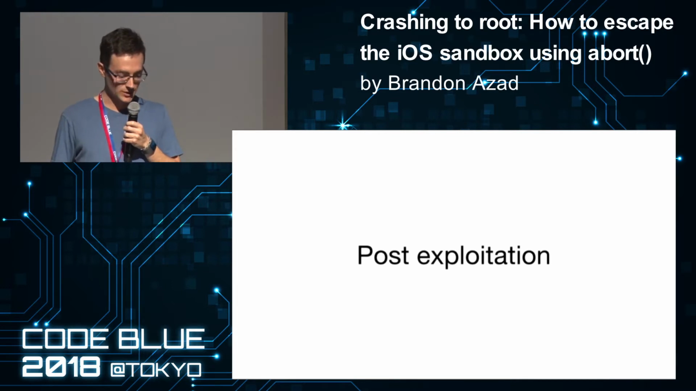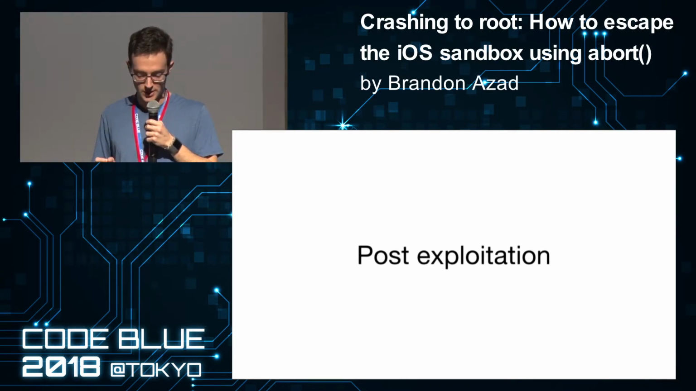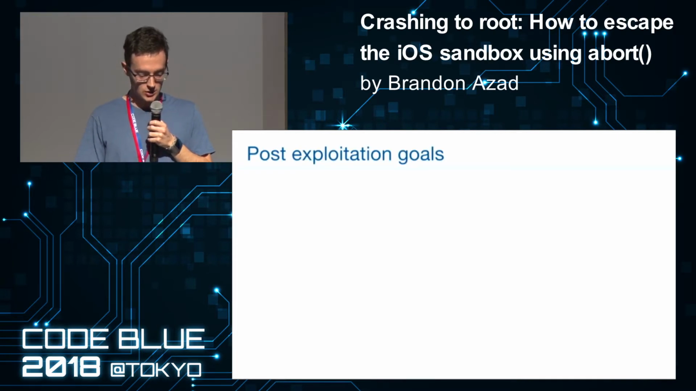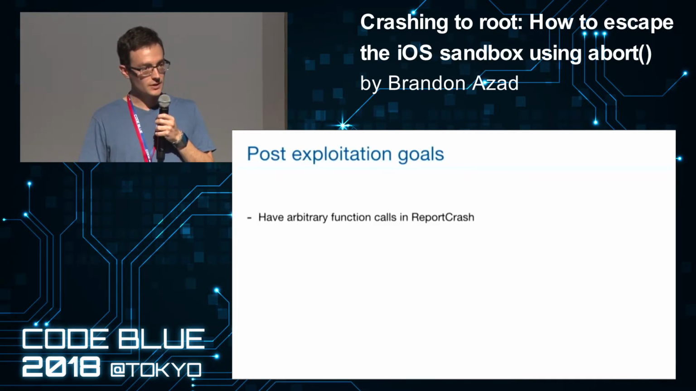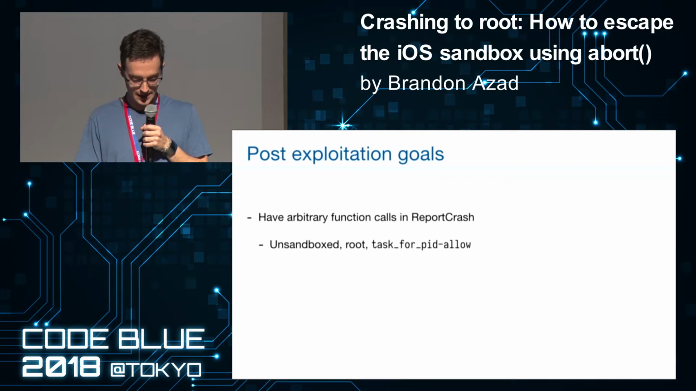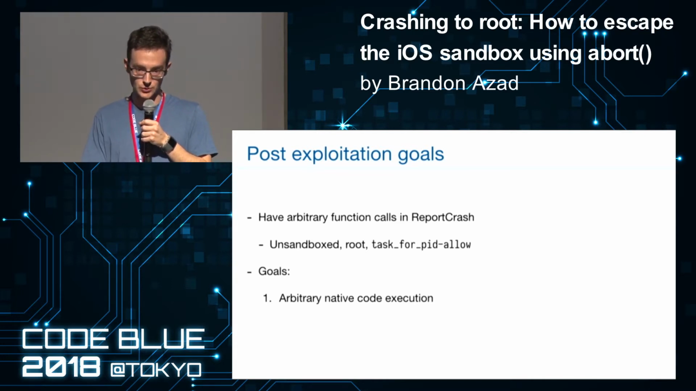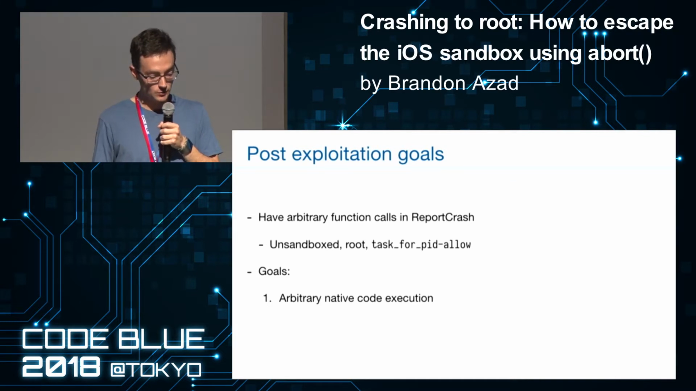So let's talk about post-exploitation now. We've already touched on this a little bit in the walkthrough and the demo, but this is basically how I go from having ReportCrash's task port to actually achieving our objectives. So using our code execution library, we have the ability to perform arbitrary function calls inside ReportCrash, which again is unsandboxed, root, and task-for-PID allow. So what are our actual goals? Our first level goal is to use this capability to achieve native code execution with these privileges. This isn't an elevation of privileges, since we can do anything we want in ReportCrash using ROP. However, I'm sure we'd all agree that native code execution is much nicer than writing your entire payload in ROP.